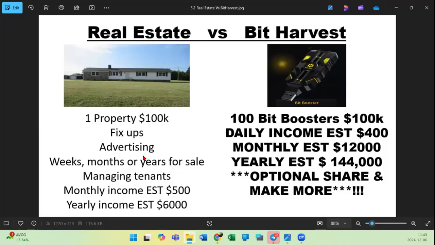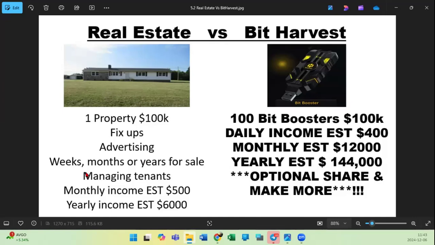Well, I didn't have to fix anything. I didn't have to advertise, talk to nobody, or hope to make a sale weekly or monthly. I don't have any tenants to deal with. None of that. But daily, these machines are making us about $400 a day. Zero work. You're making 400 bucks a day in Bitcoin, and I'm making nothing. This is not a good plan.